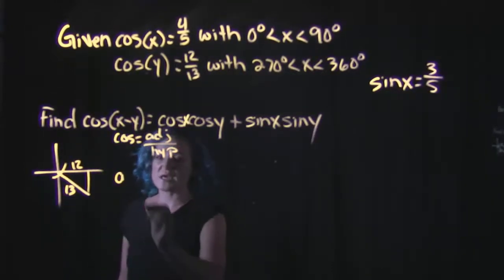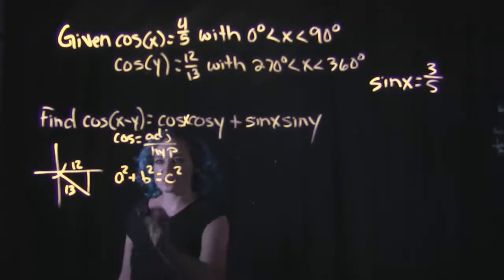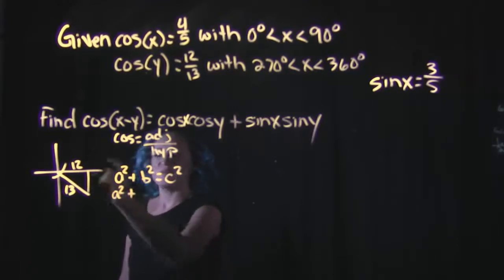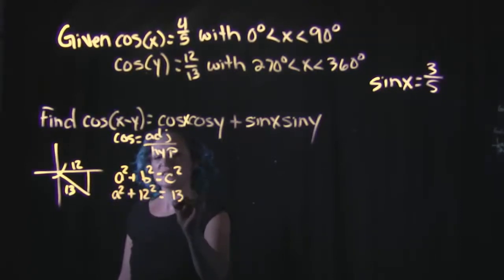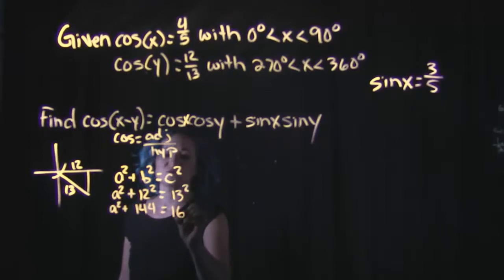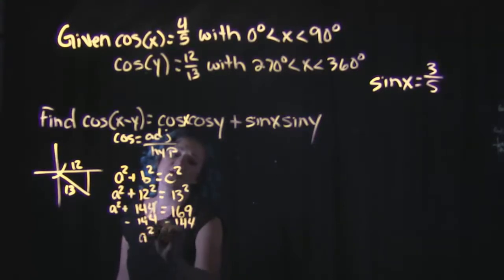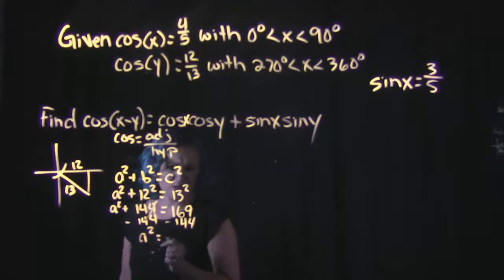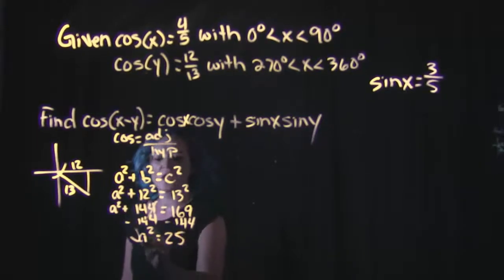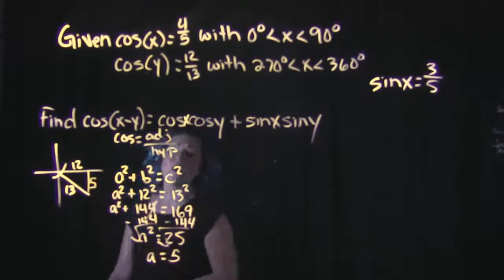So in order to find the missing side of the triangle, we plug that into the Pythagorean theorem in order to work that out. So let's say we're solving for a. B is going to be our 12, and C is going to be our 13. Squaring everything out, 12 times 12 is 144. 13 times 13 is 169. When we subtract 144 on both sides here, we get 25. And when we take the square root of both sides, we get that a is equal to 5.